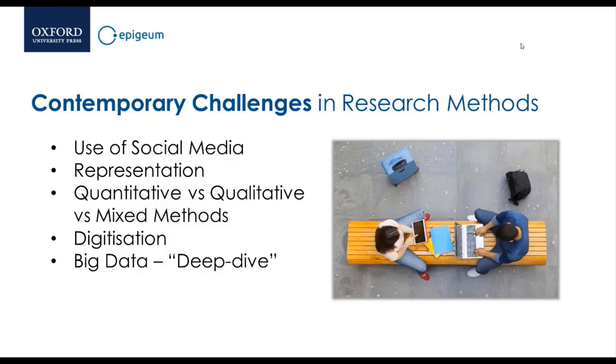So what I'm going to talk about a little bit is around some of the contemporary challenges in research methods, in particular with a view on social sciences. So much has changed in the social science research landscape since I started out as a researcher. And some of the things that I'm going to cover today are around use of social media, the question of representation, quantitative versus qualitative versus mixed methods approach, and some issues around digitization and big data.